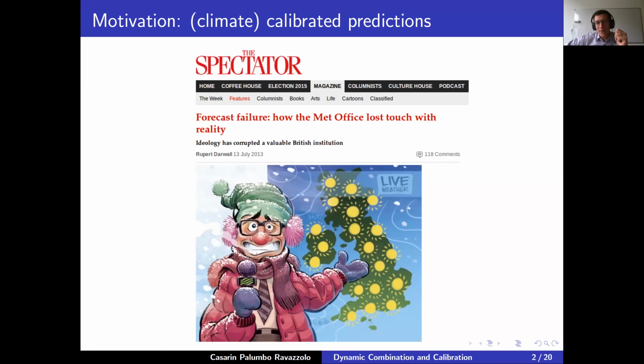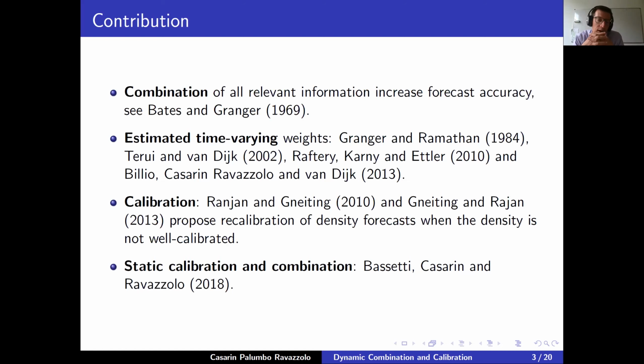So the idea is forecast failure, why this is happening and what could happen. How can we improve that? We will discuss two ways that I believe can help in this direction. The first one is combination, where I did some work back in the past. And what is the basic idea behind that?